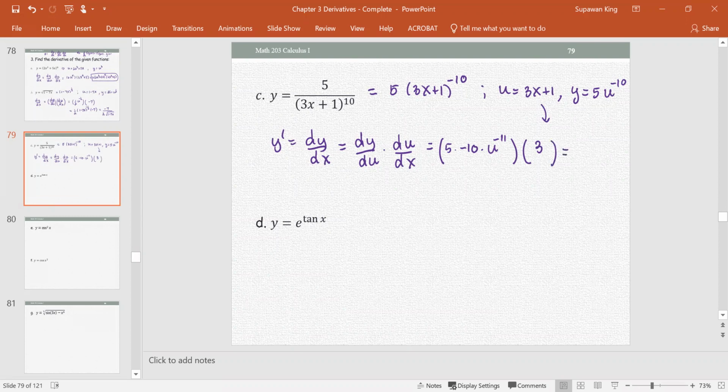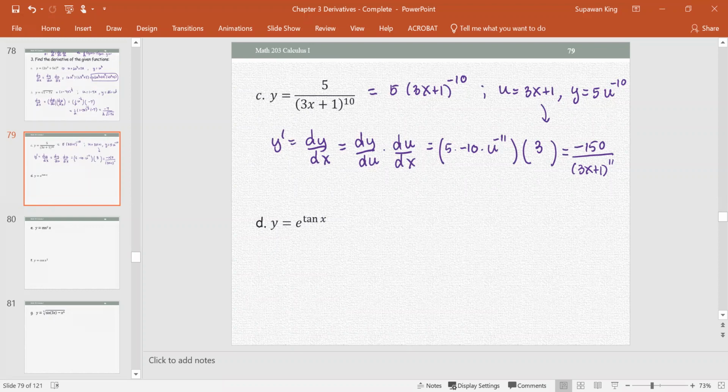Simplify the term, replacing u back with 3x plus 1. Now we get 5 times negative 10 times 3, which is negative 150. U to the negative 11 is the same as the reciprocal with the positive power, and u is 3x plus 1, now raised to the power 11 as the denominator.